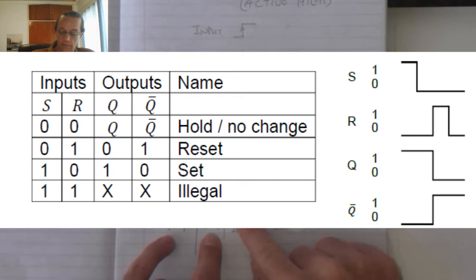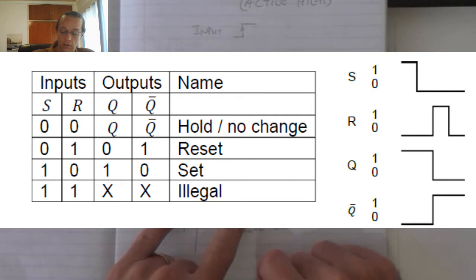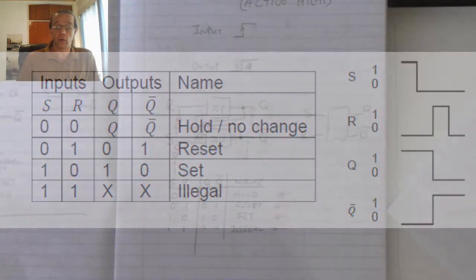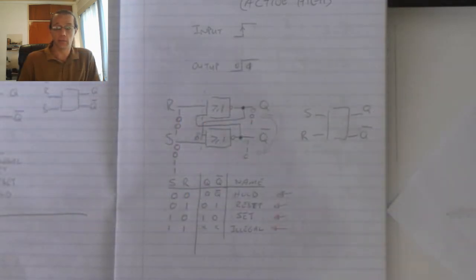That is my reset. That is my set. And then my 0 0 input will be my hold state. In other words, whatever Q and not Q's value was, it'll stay that from the previous stage. Remember, these are sequential logic. In other words, we need to look at what was the output before we can calculate the new output from the new input values.